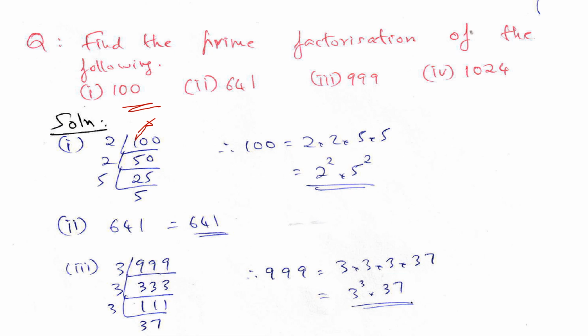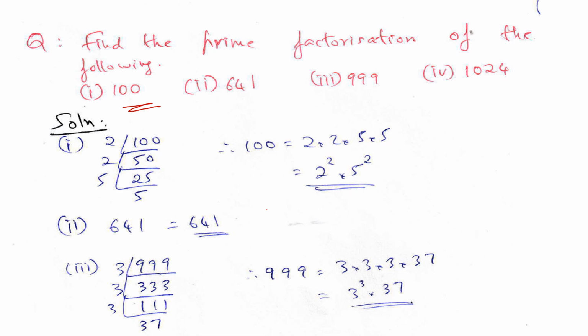Again you check whether it goes with 2. Yes, it goes with 2 also, so again 25 you get. Now 25 is not divisible by 2, nor by 3 or 4. Next you try 5. With 5 it is divisible, it goes 5 times. So 100 is nothing but 2 × 2 × 5 × 5, that is 2² × 5². You can leave it like that.